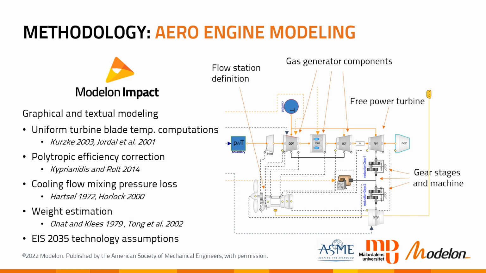It contains the gas generator components and the free power turbine. There are also two gear stages and the electric machine at some intermediate shaft speed. And to the lower left of the schematic, we can see a utility block through which the typical flow station notation is defined, in which we're also computing overall quantities.